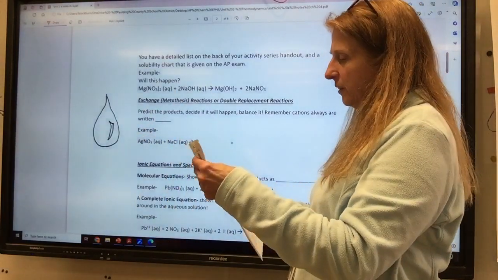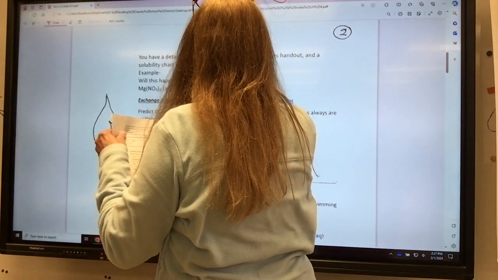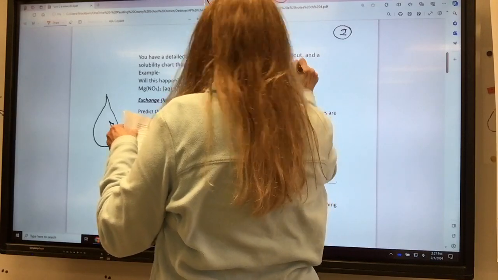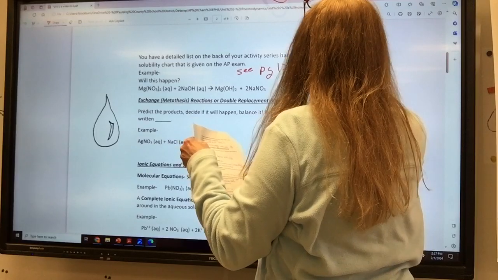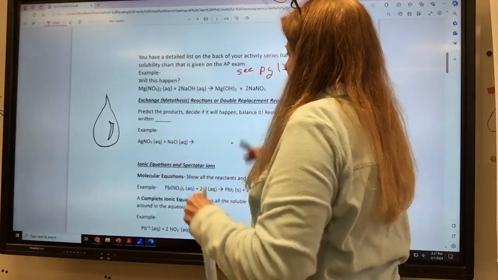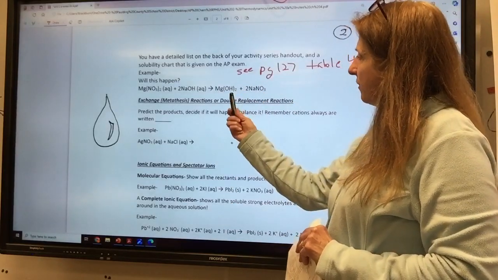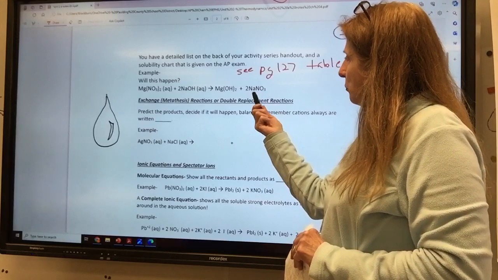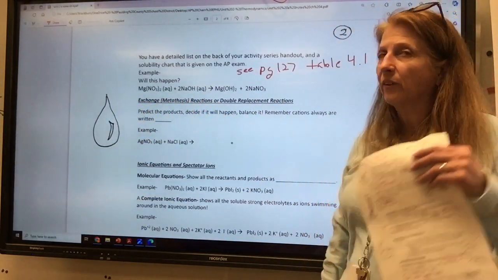Okay, our detailed list. So make a little note that you can see in your book, page 127, and also see table 4.1. Okay, so knowing that, will this happen? So this is a hydroxide, and that's a nitrate with sodium. Will this happen? Yes or no?